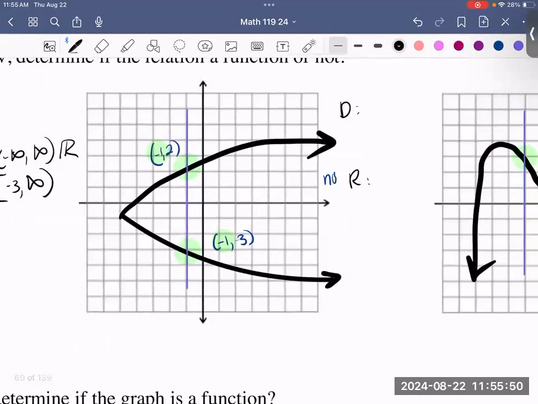Your domain here, let's try it again. Is there any funny business going on with your domain? Is it all reals, or is it something different? Well, it's going to be something different this time, because your arrows don't extend off the page out here.